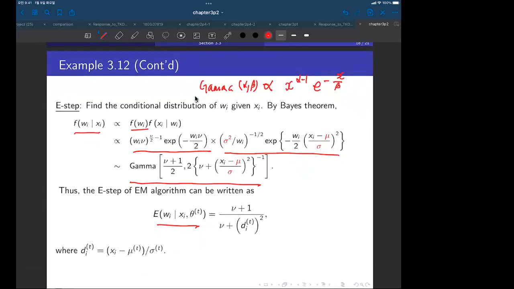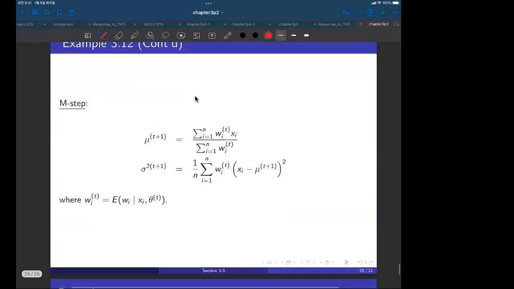So one thing you can notice is that this conditional expectation, if nu is large, will be close to one. But if it's not really large, like four or five, then even though this is standardized, if this is large, then the weight will be smaller. So that actually is a good idea for handling outliers. If you have extreme values, it will give a down weight. Yes, you can check on that.